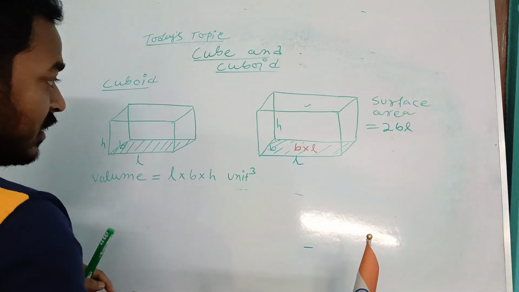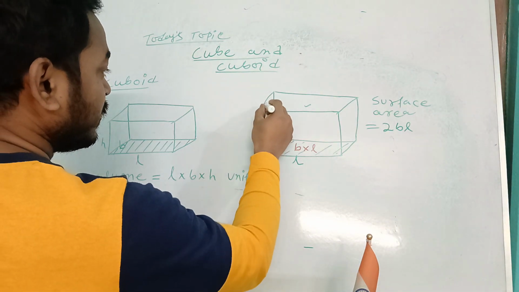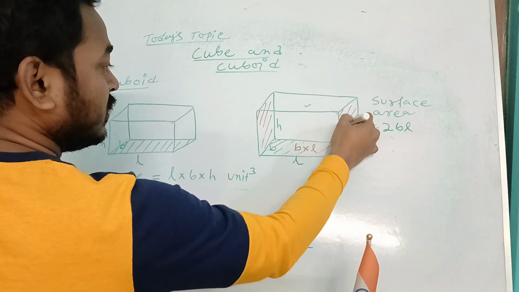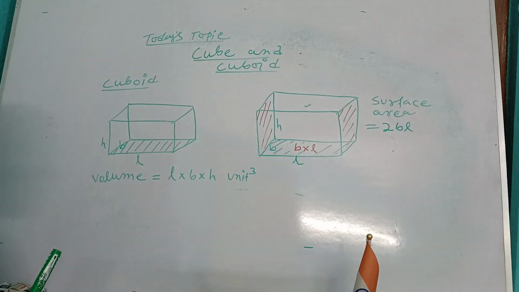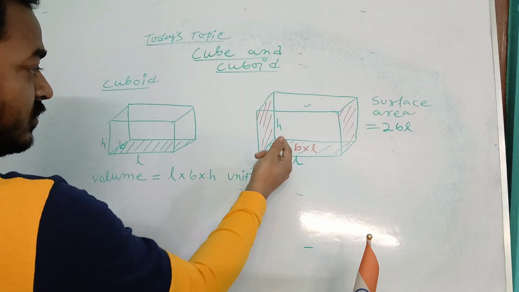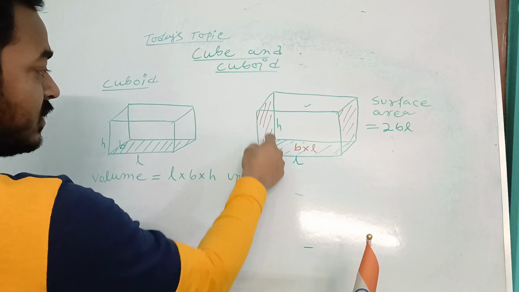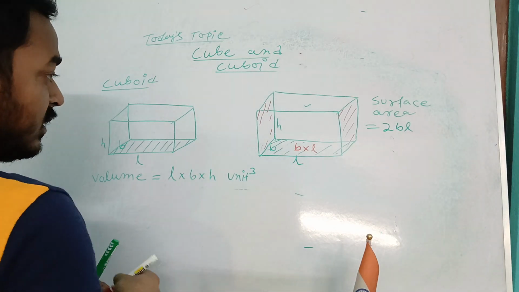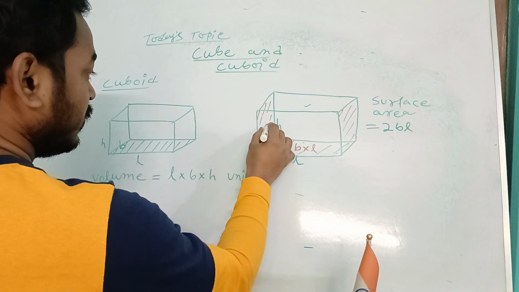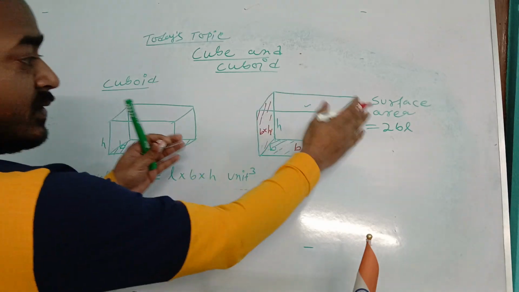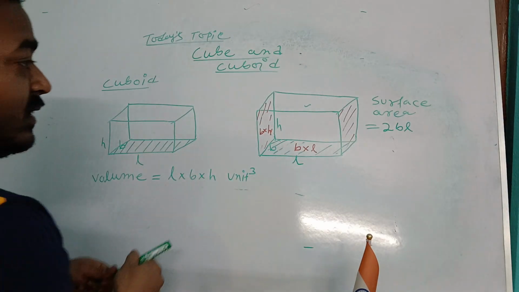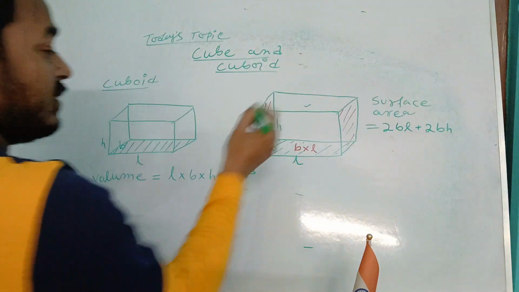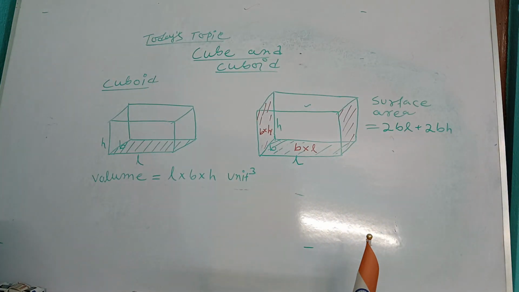Achha, if I consider this surface, and this surface, these two surfaces are the same, na? What is the area of this surface? It is breadth into height. So we can write the area as B into H, breadth into height. So this surface and that surface are the same. So we can write plus 2 into BH.